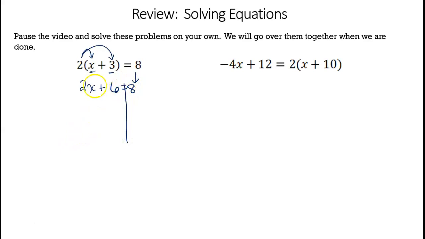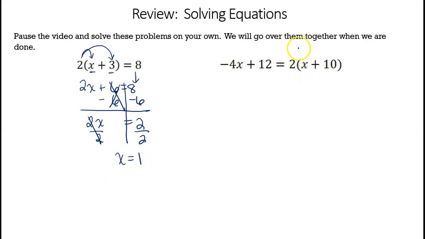Now we have a two-step equation. Our job is to isolate x. We're going to start by getting our like terms on the same side. So we're going to subtract 6 from each side. The 6's cancel out, and you're left with 2x. 8 take away 6 becomes 2. The x is not yet isolated, so we're going to divide both sides by 2. The 2's cancel out, and so x becomes 1. Nice job.